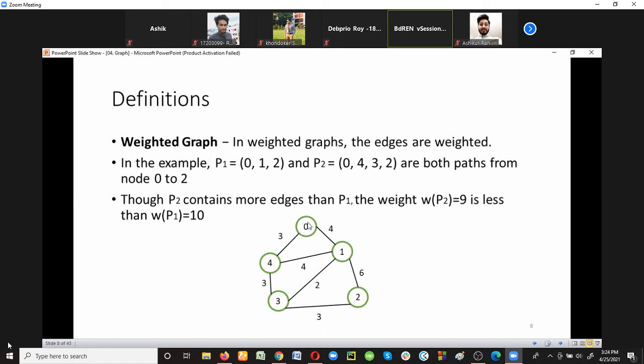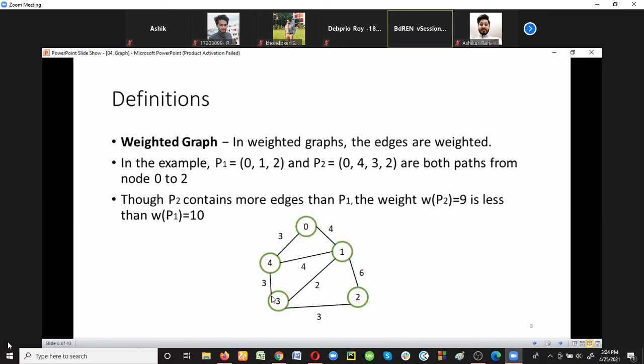Suppose we want to travel from 0 to 3. So in how many ways can we reach that point from 0 to 3? There are 4 ways. One is 0, 4, 3. Another is 0, 1, 3, and then 0, 1, 4, 3, or then 0, 1, 2, 3. So which one will we choose? Obviously the one with the shortest path.